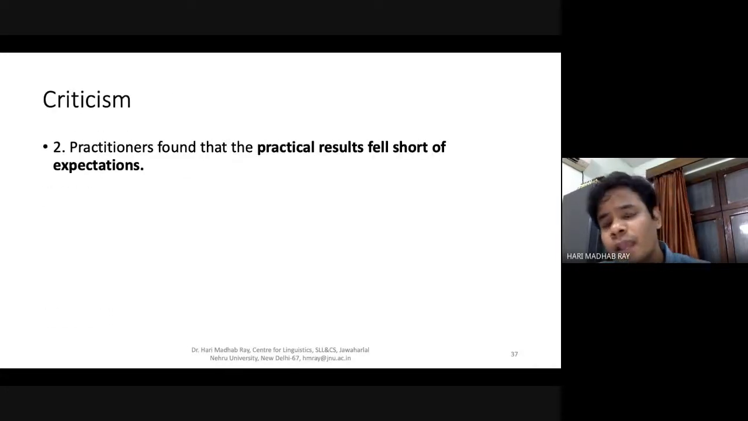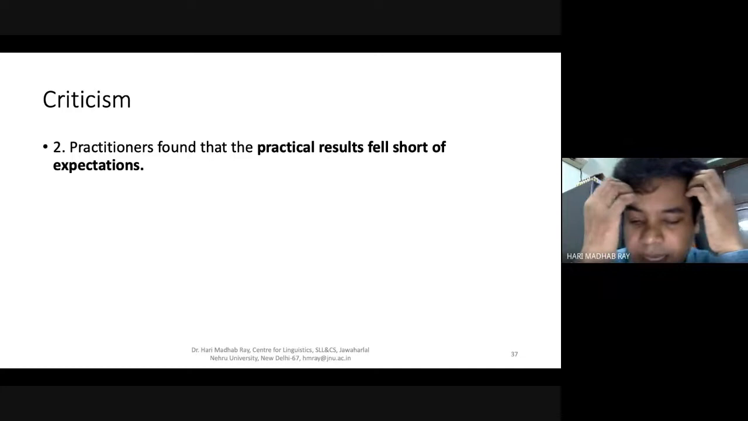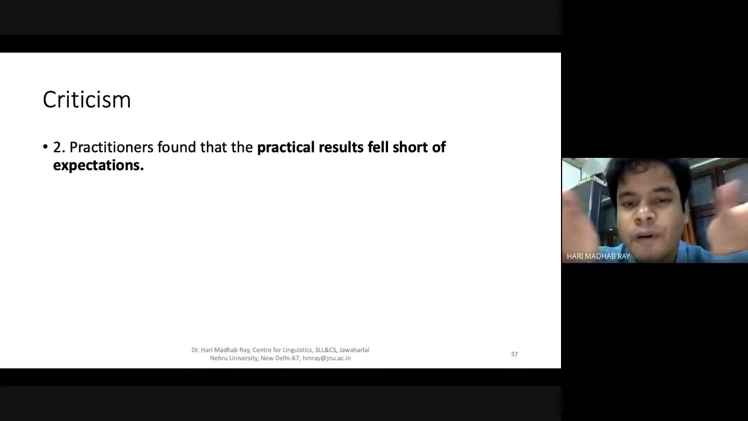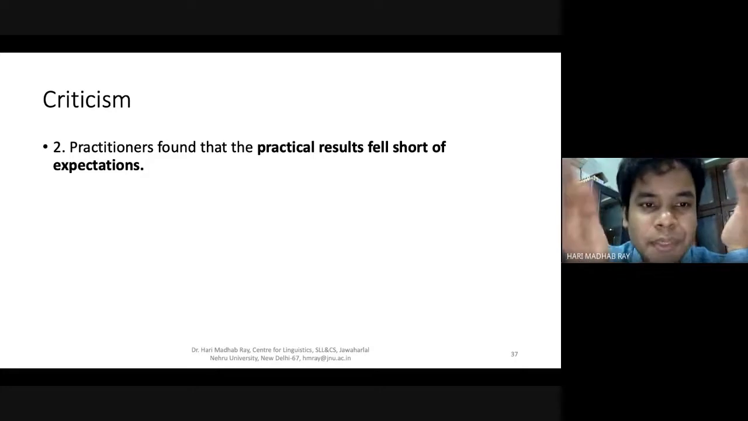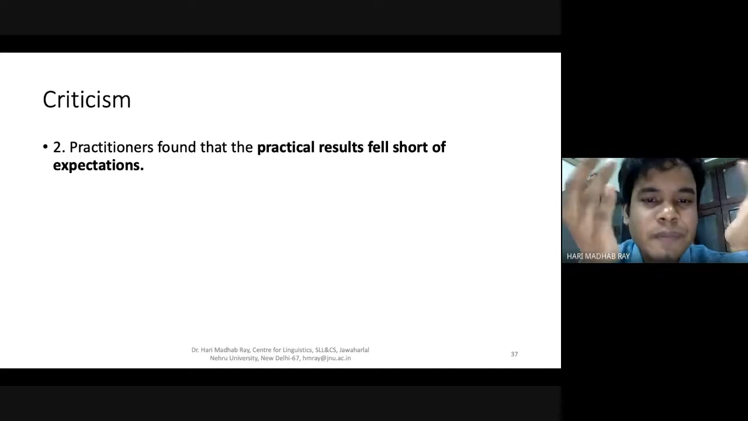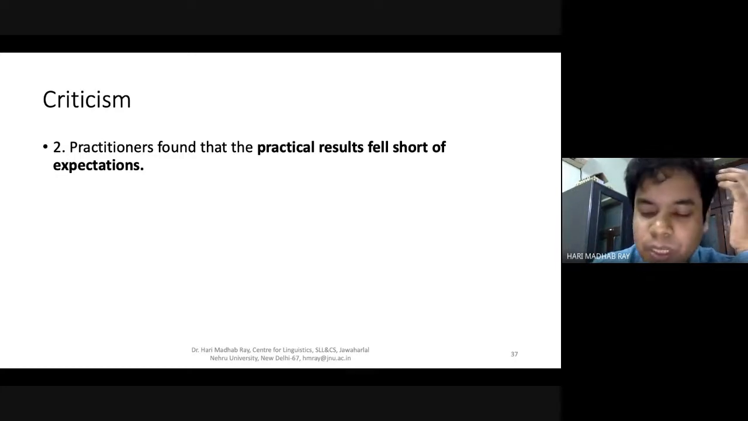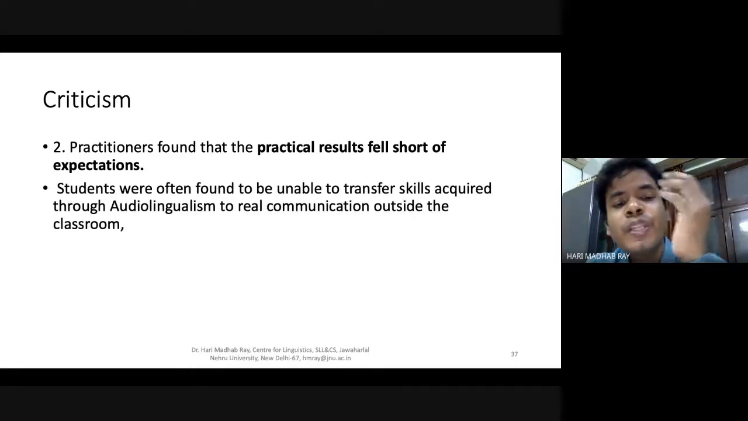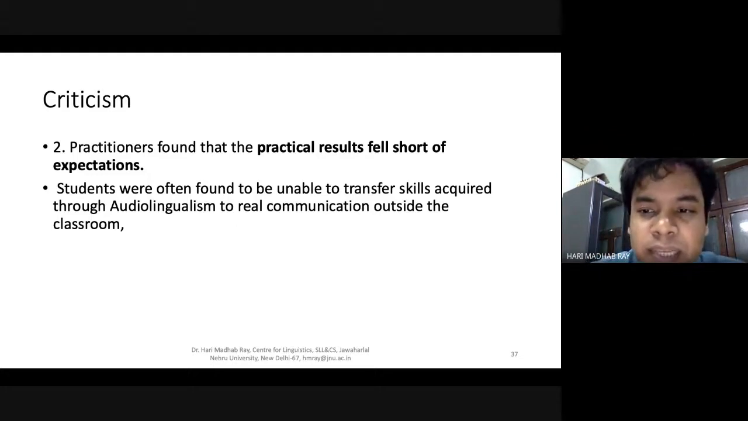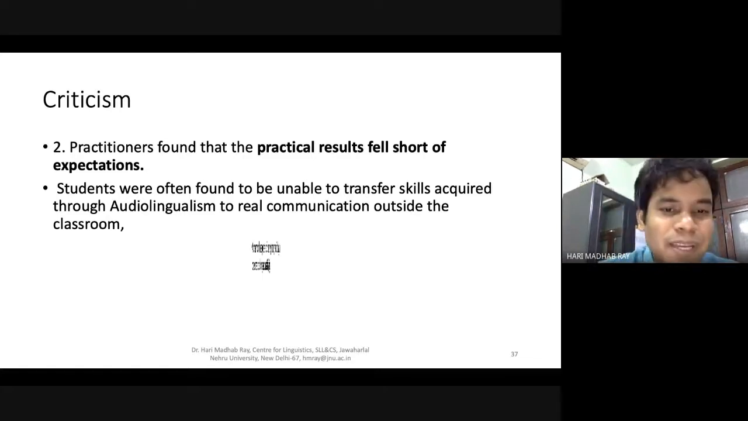And so the practitioners found that the practical results fell short of expectations. And in reality, what we had seen, even after that, the kind of expectations we have, even the practitioners found that the practical results fell short of expectations. I was giving you the example of the character Eliza Doolittle from My Fair Lady. Students are often found to be unable to transfer skills acquired through audiolingualism to real communication outside the classroom. Inside the classroom they're pretty good, but when they come outside of the classroom, especially in real life situations, it is very difficult for them.